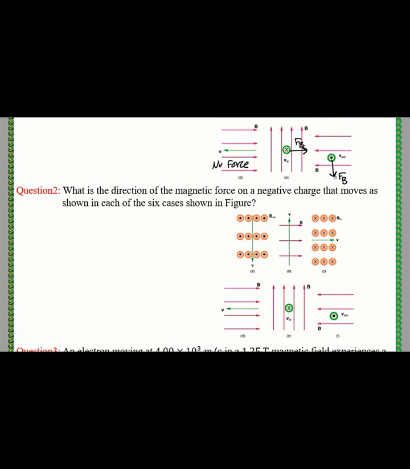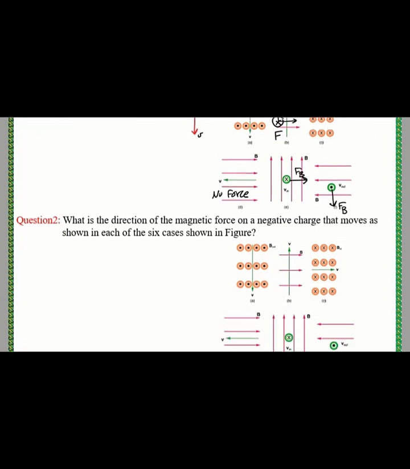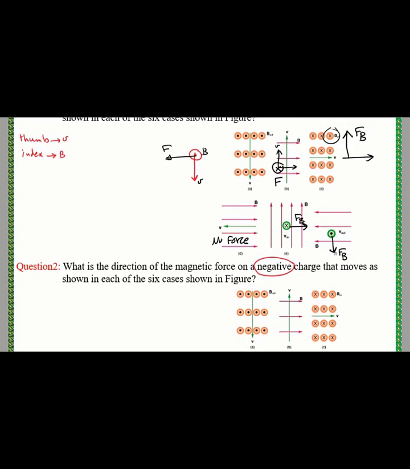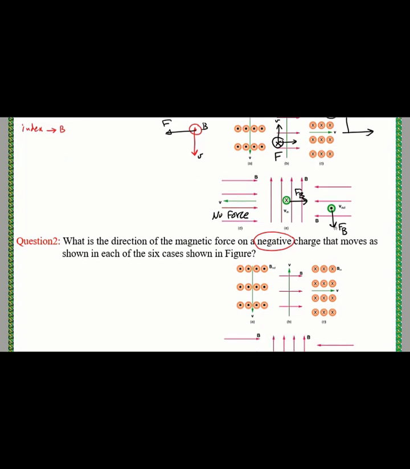Now, what is the direction of the magnetic forces on a negative charge? It is the same question as before, but the charge is negative. So all we need is to invert the force. For the first one, instead of to the right, it should be to the left, because the charge is negative. For the other one, B, it should be out. Practice your right hand rule.